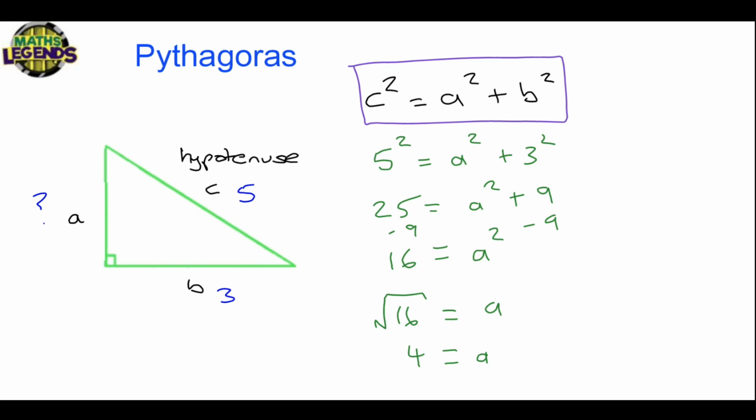So a equals 4. Now here we said that a was unknown and b was known. However, if we swap them around, the procedure would be the same, except we would replace a with the number that we know, and b would be the unknown, and we would rearrange in a similar manner. Let's look at another example.